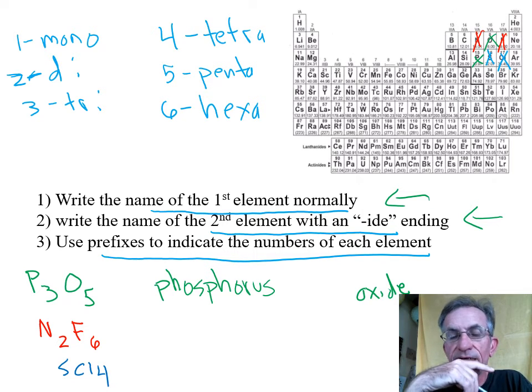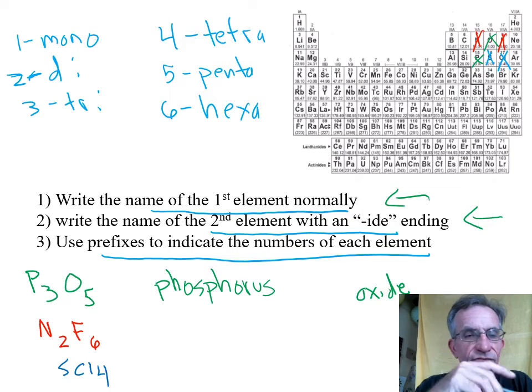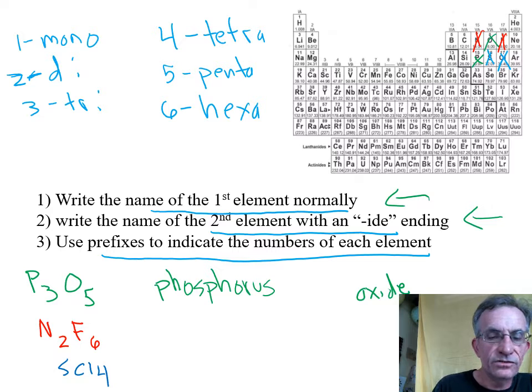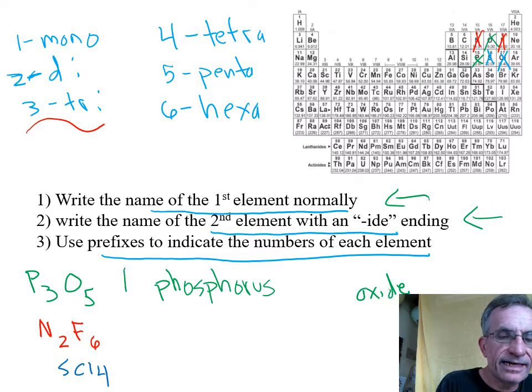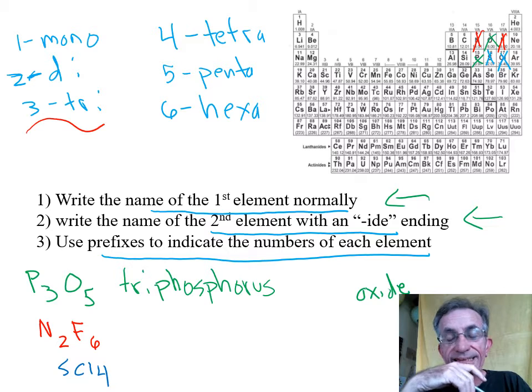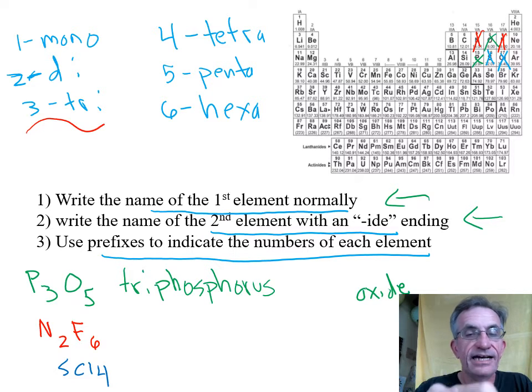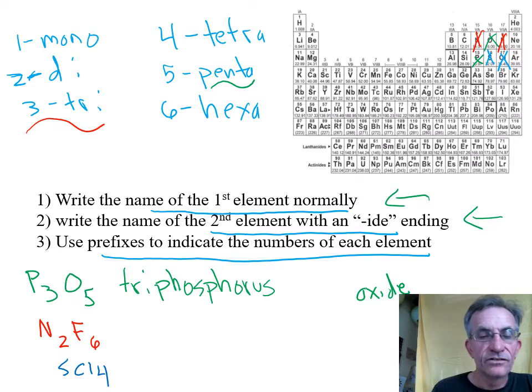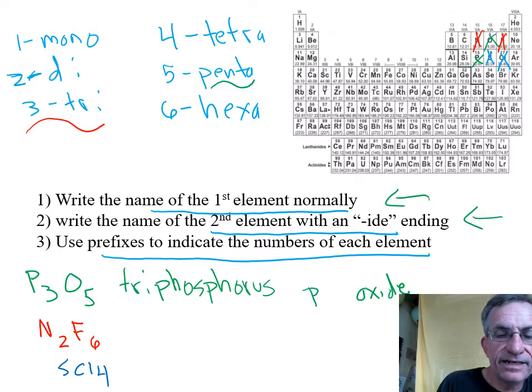All right. So for the phosphorus one, I see 3 of them, right? So we'll use the prefix for 3, which is tri. So it's going to be triphosphorus. That's how you let me know there's 3 of them. And then you'll use the prefix in front of oxide that goes for 5, and that is penta. We'll say penta. So it'd be triphosphorus pentaoxide.